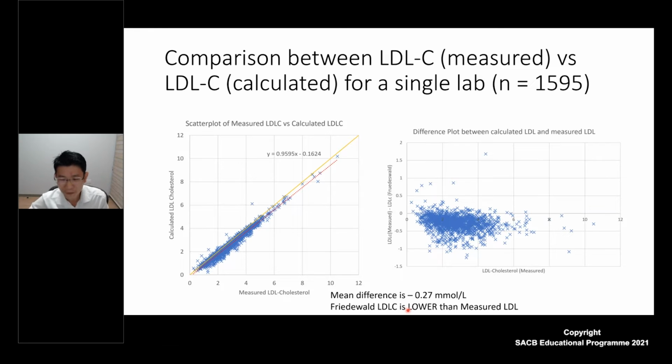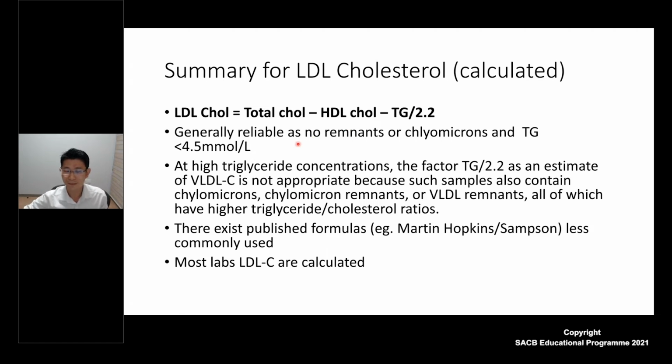What we found is that the Sampson equation, the one that was published last year, is the most accurate, probably because it's 2020 and today is 2021, whereas Friedewald is 1972. So in general, this is the formula. It is generally reliable as long as there are no remnants or chylomicrons and your TG is less than 4.5. At very high concentrations of TG, this factor doesn't work very well, and you end up underestimating your LDL cholesterol. There are also other formulas, but because they have been recently published, they are not commonly used. In public labs, most of the LDL cholesterol seems to be calculated.